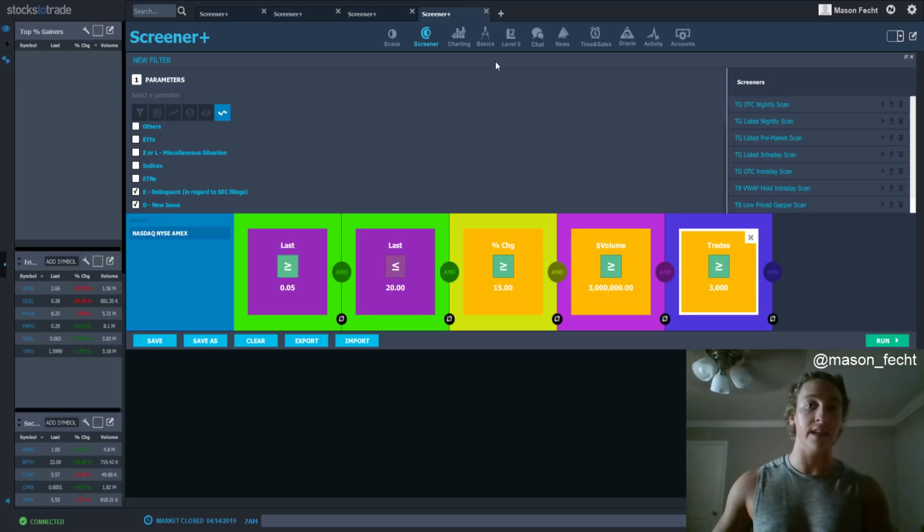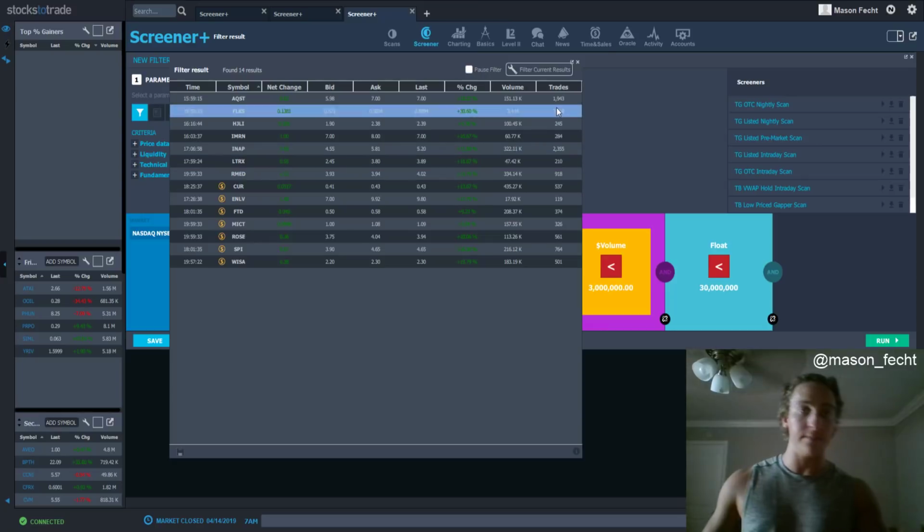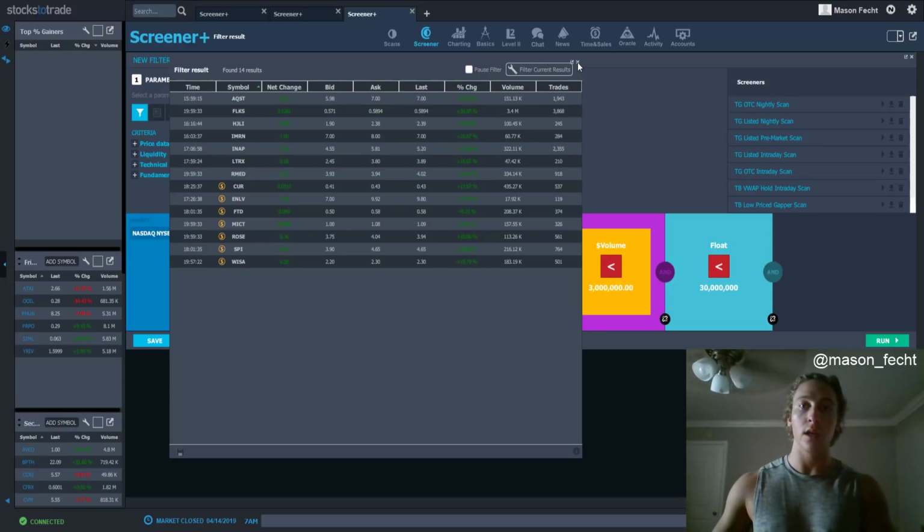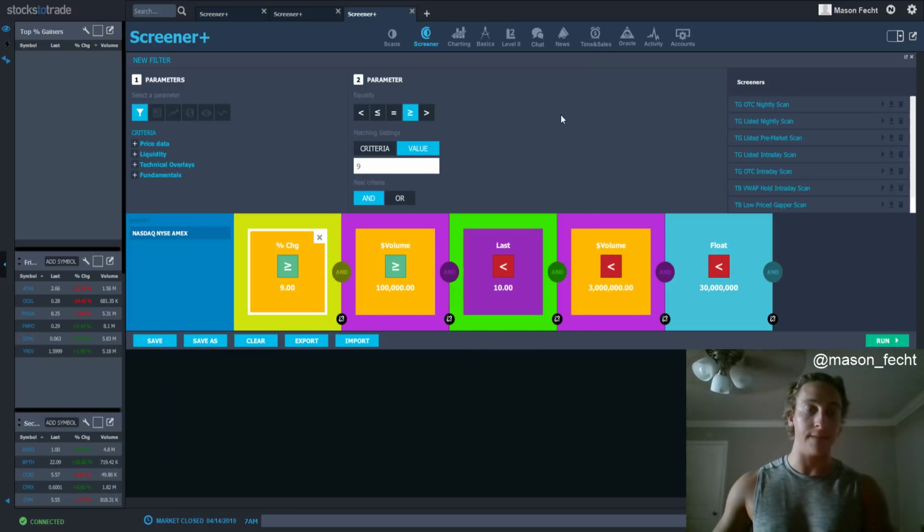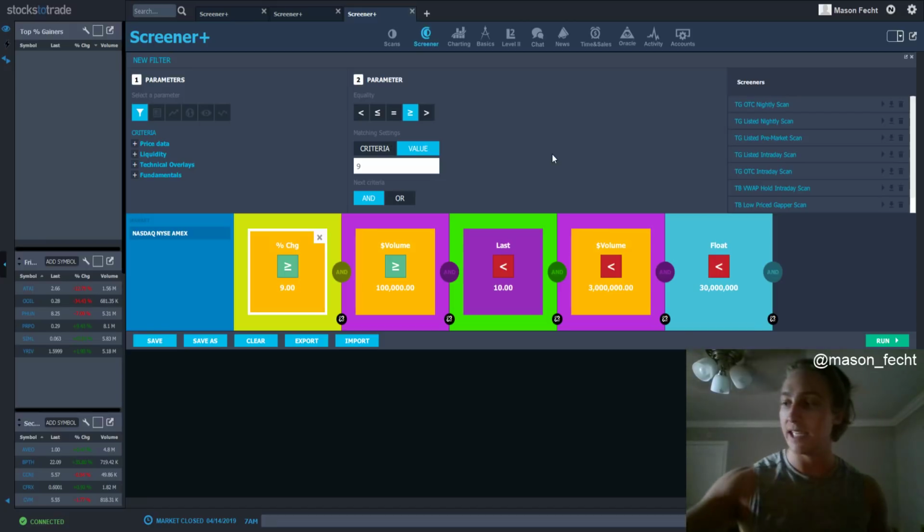And then lastly, here's the special one. So this is my low float momentum scan. This is specifically for listed stocks. I run this throughout the day, but I usually only look at it in the morning time, like the first 30 minutes to an hour and a half.